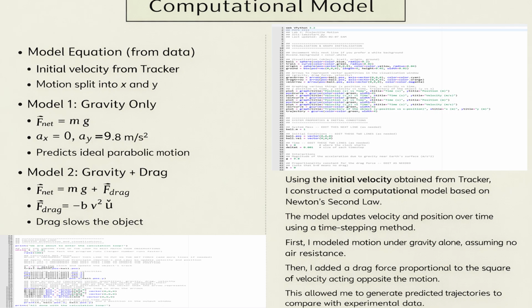First, I modeled motion under gravity alone, assuming no air resistance. Then I added a drag force proportional to the square of velocity acting opposite of the motion. This allowed me to generate predicted trajectories to compare with experimental data.